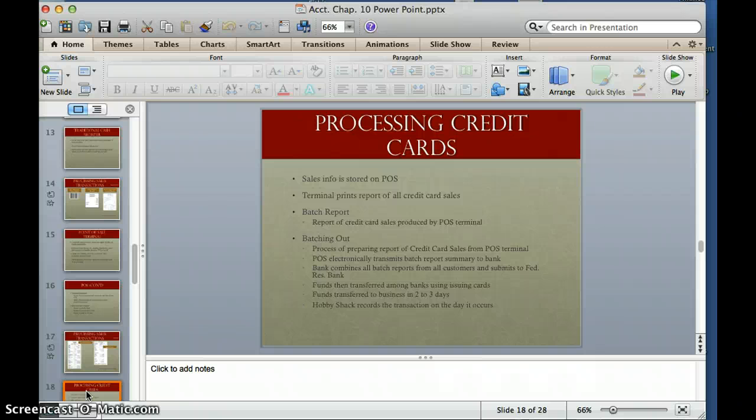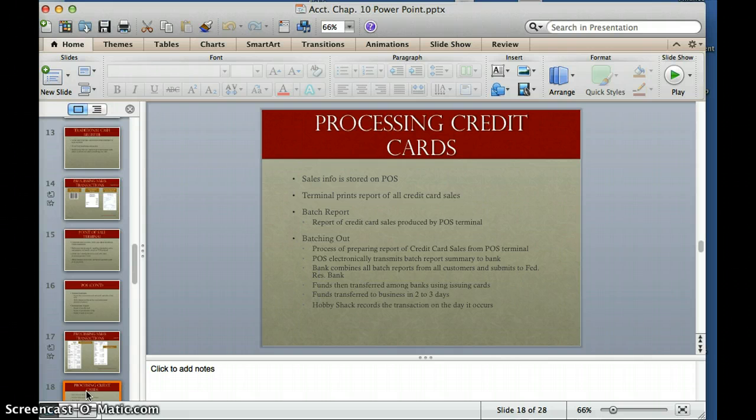So the point of sale terminal transmits the batch report summary to the bank, and then that bank combines all its batch reports from all of its customers and submits that to the Federal Reserve Bank. Then the Federal Reserve sends the funds out among the banks that those cards belong to, and those funds are transferred back to the business. That whole process takes 2 or 3 days. When you think about how many things happen along that line, it's really pretty fast.